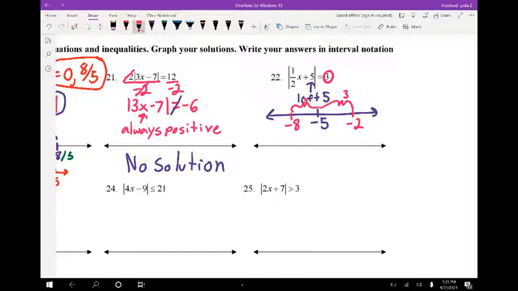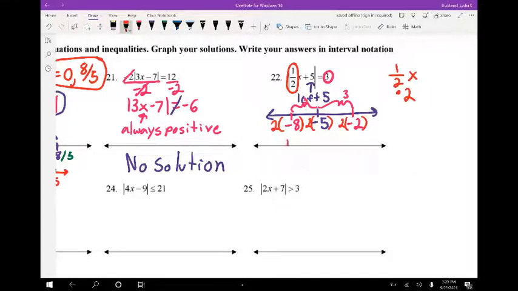Now, once we do that, we can worry about this 1/2. In order to get rid of a 1/2 x, if I just want to get x alone, I'm going to need to multiply by 2. So I'm going to take all of these values and multiply them by 2.